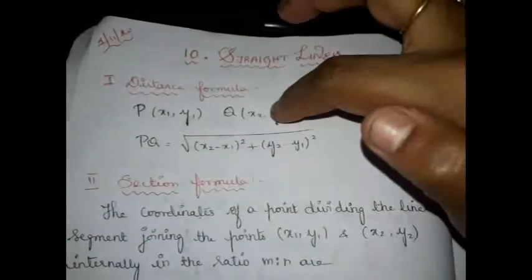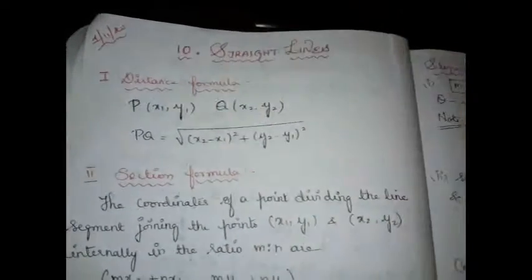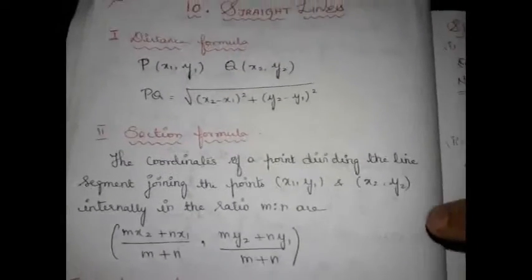How to find the distance between 2 points. If P and Q are the 2 points, and the coordinates of P are x1, y1 and the coordinates of Q are x2, y2, then the distance between P and Q is the square root of (x2 minus x1) the whole square plus (y2 minus y1) the whole square. This is the distance formula.